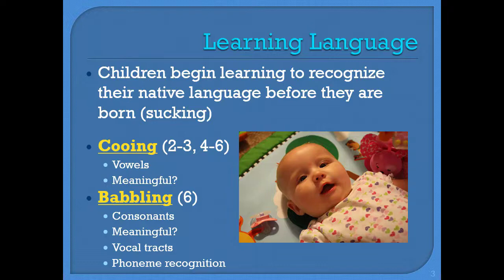Babbling allows for babies to figure out how to move their vocal tracts in order to make specific sounds. And they're not only fine-tuning their vocals, but they're also fine-tuning their ears. So during this time, infants learn which phonemes, remember smallest set of sound, are relevant for their own language. So they're learning phoneme recognition. So let's look at a video clip of a baby babbling.